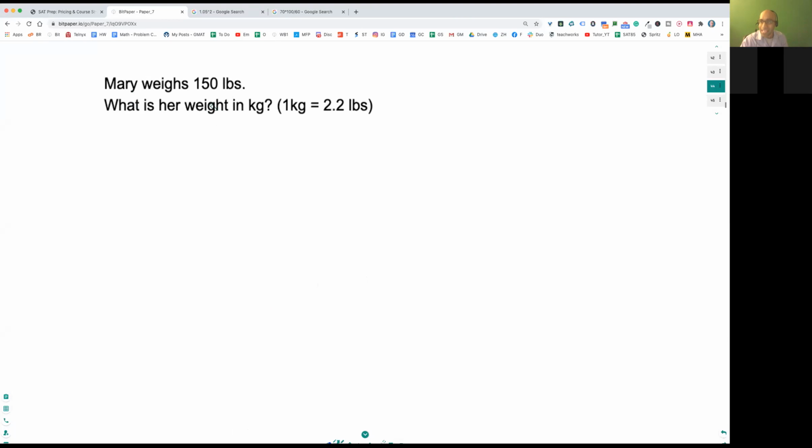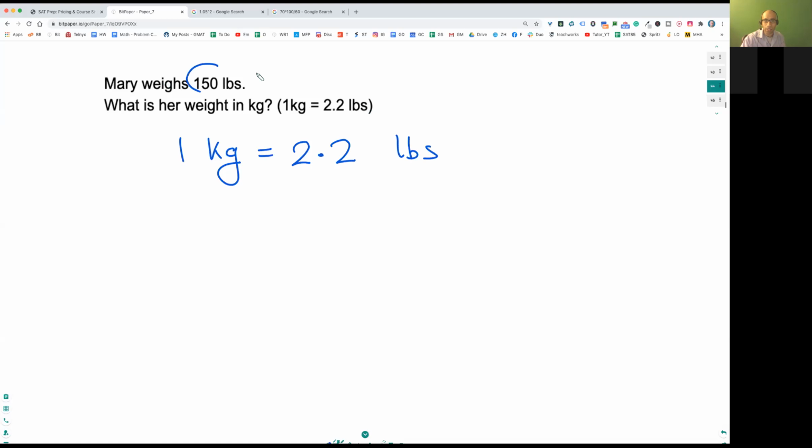So this should be easy for many of you, but I'm going to show you a quick way of solving it, okay? Now, this way is very important. So let's think about it this way. You are given this equation, okay? This is an important one. 1 kilogram is equal to 2.2 pounds, right? 1 kilogram is equal to 2.2 pounds.